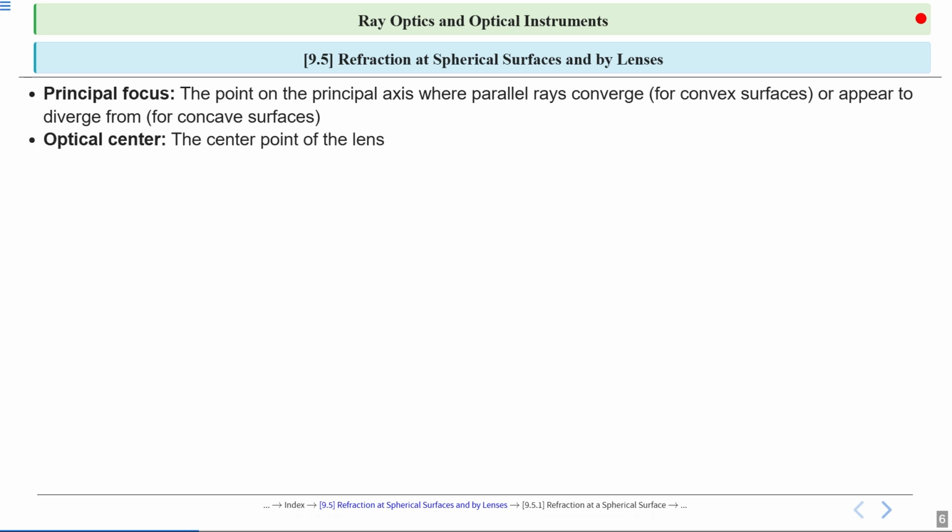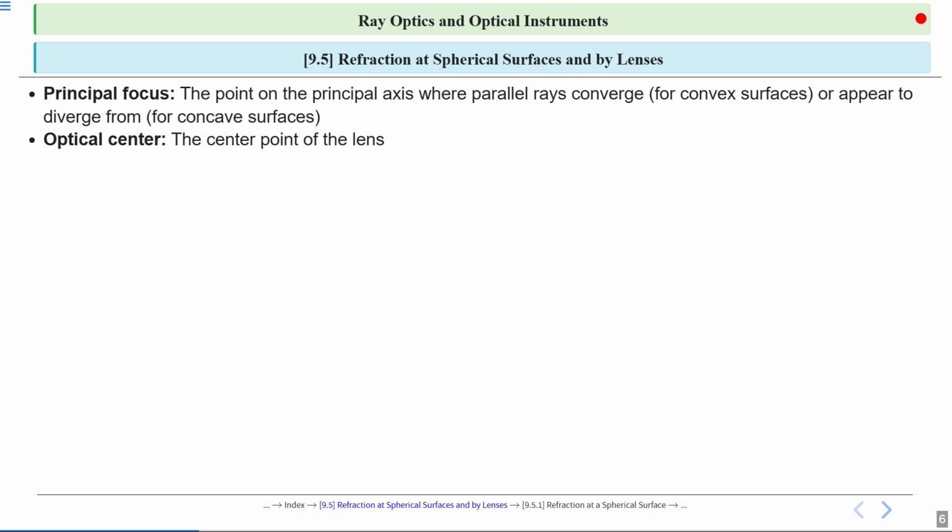So now what is next? Optical center. This is the central point of the lens and it's important because it's the point through which light passes without being refracted. We are going to study the lens in our upcoming lecture. We will see what the optical center is and why a line passing through the optical center will pass undeflected.